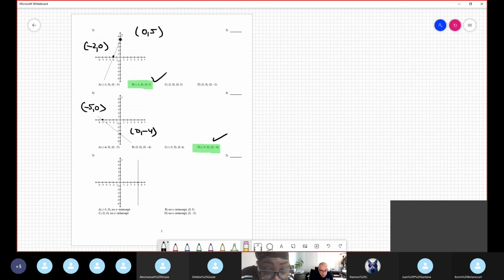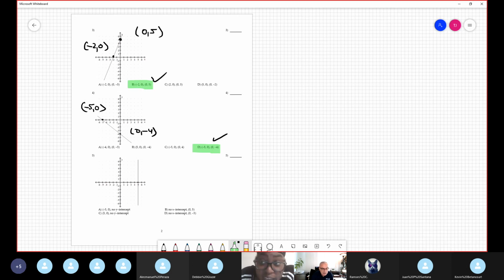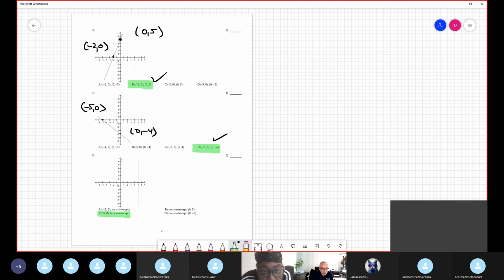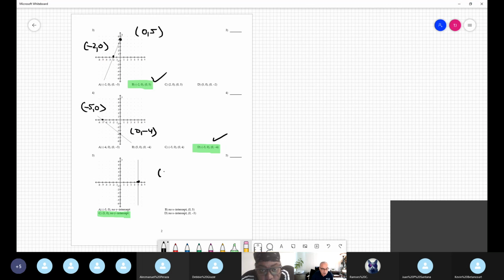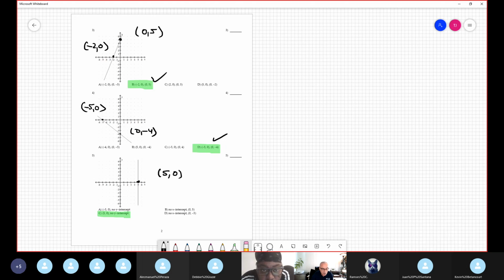Let me see if it's right or wrong. C, as in cat. C. Like that, yeah. Because that point, look, that point is the point 5,0. It's our x-intercept. But we have no y-intercept because this line is parallel to the y-axis and never meets, never crosses, never touches. Okay, super. No problem.